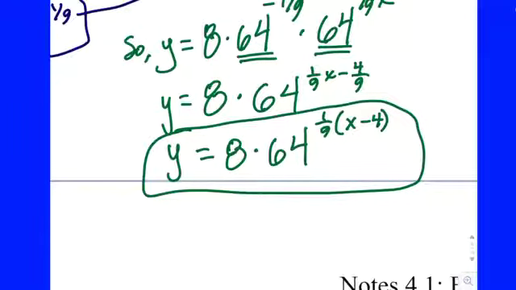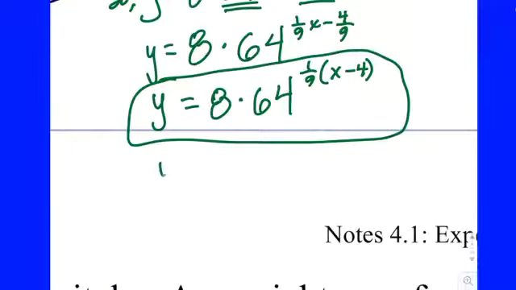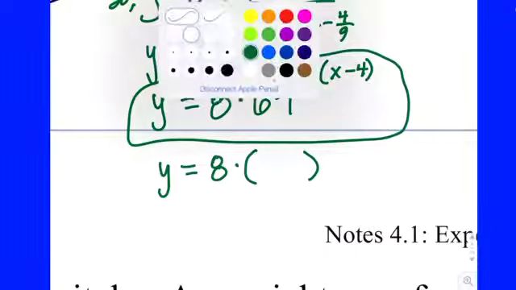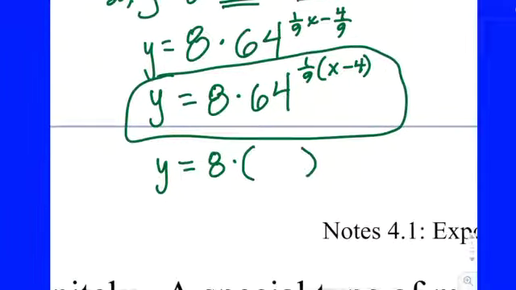Does anyone see anything else we could do on this one before we walk away from it? We want to kind of explore it to its entirety. What's that? Make the 8 a what? It does, right? You can write 64 as a power of 8, which means you can write 8 as a power of 64. So there's two different ways to do it. I think the easier way is to replace 64 with what? What is 64 equal to in terms of 8? 8 squared. And that's to the 1/9 times x minus 4th power.